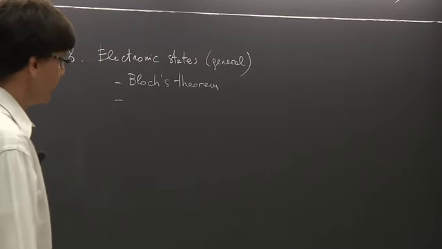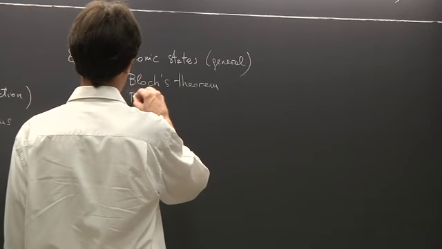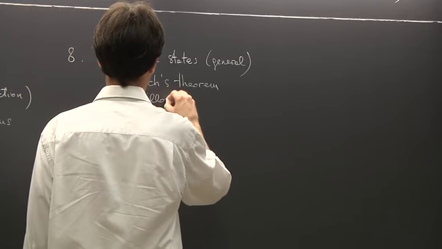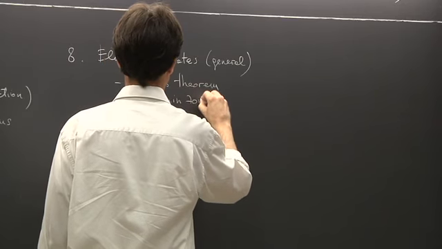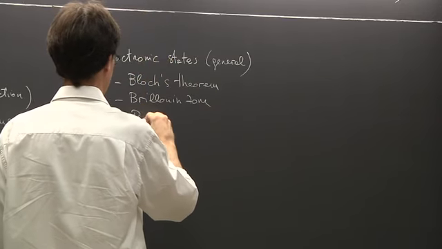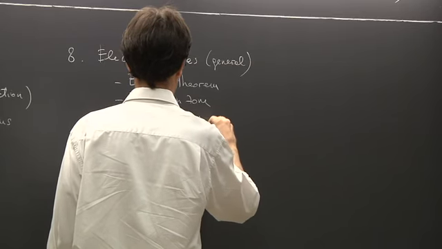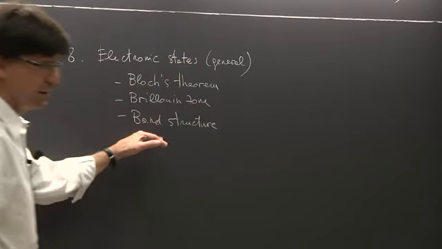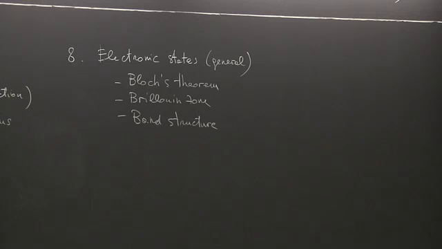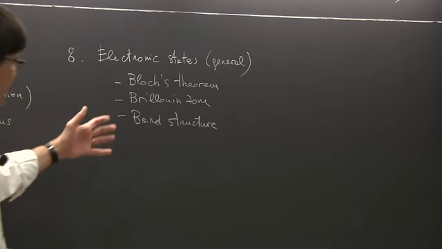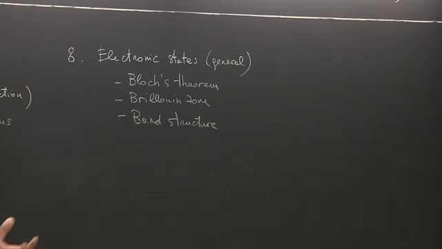Bloch's theorem, and of course the concept of Brillouin zone and finally band structure. This is probably one of the most powerful concepts in solid state theory. Mathematical theories that allow us to describe electronic states in a very powerful way with a lot of consequences for what concerns the properties of solids. Electronic properties, of course.